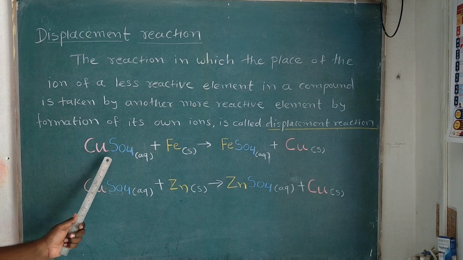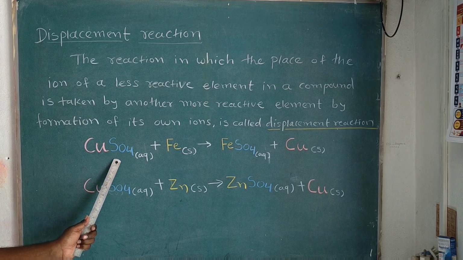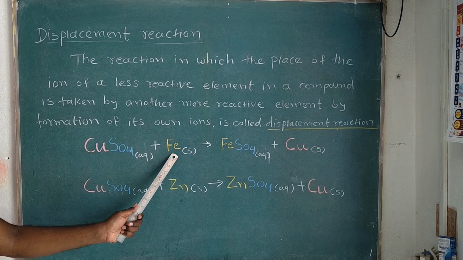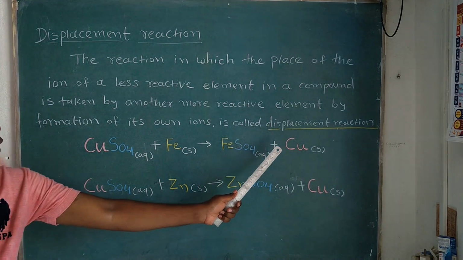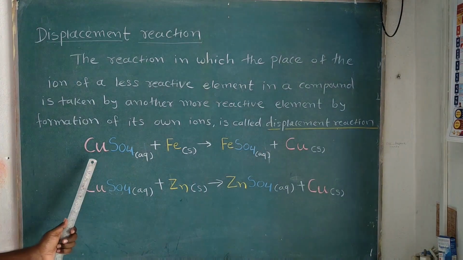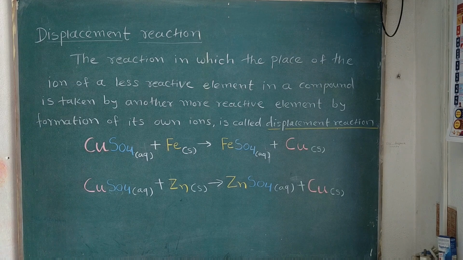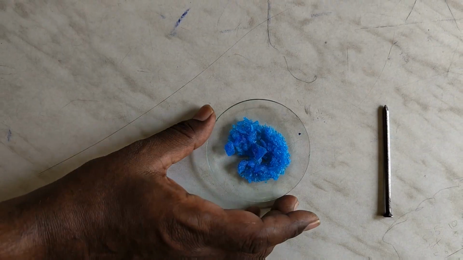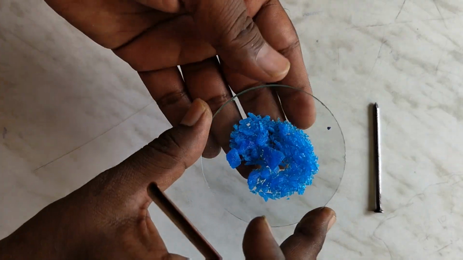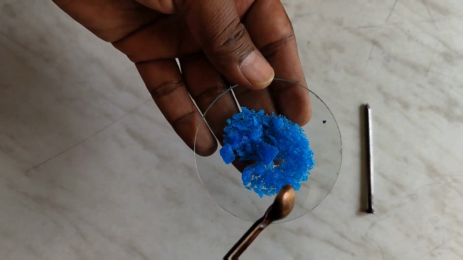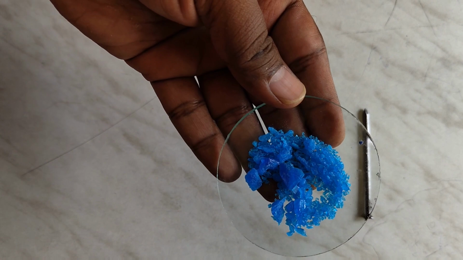If we take CuSO4, that is copper sulfate solution, and if we add iron, we get FeSO4 solution and copper gets displaced. Now we will do this reaction here and see it. Students, this is CuSO4. If you see, you will come to know the color of CuSO4 is blue.